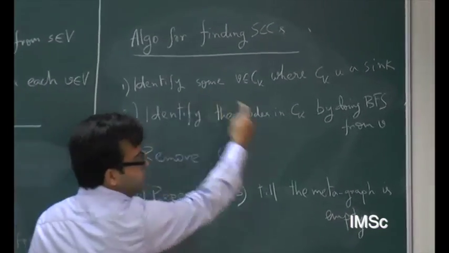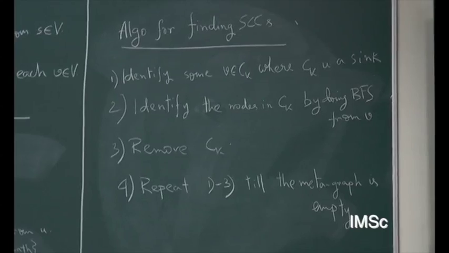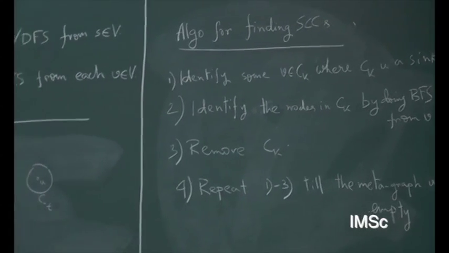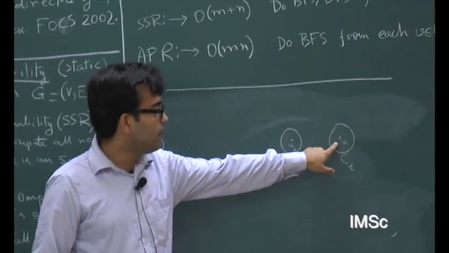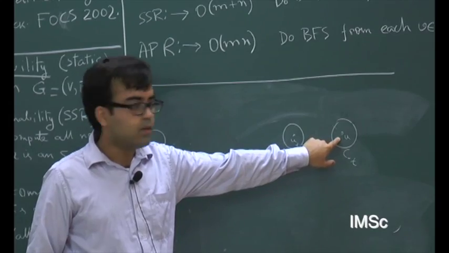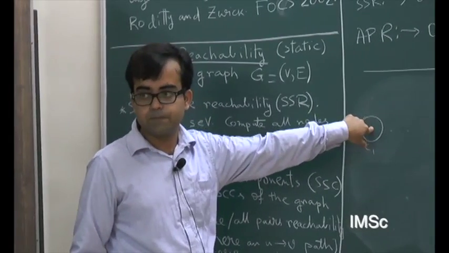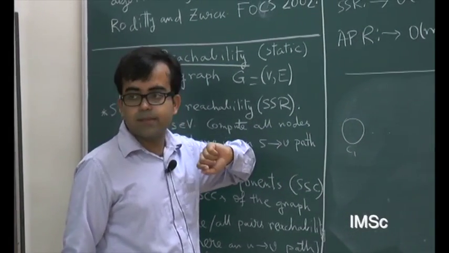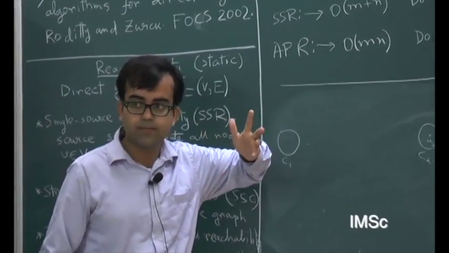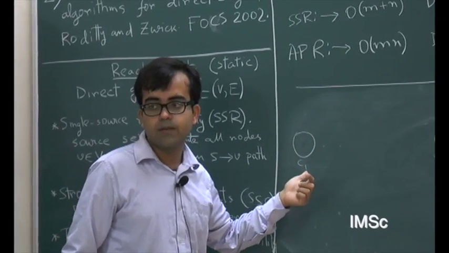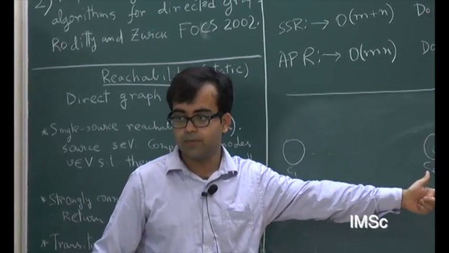Now, how to find this? How to do step 1? So the idea is, I cannot give you actually an algorithm for finding a node that belongs to the sink. I cannot. But what I can do is give you an algorithm that will find a node that belongs to some source. And if that is the case, then what you can do is just reverse the direction of the edges, you will get the reverse graph, and run that algorithm on the reverse graph. Because in the reverse graph, a source will be a sink in the original graph. Okay?